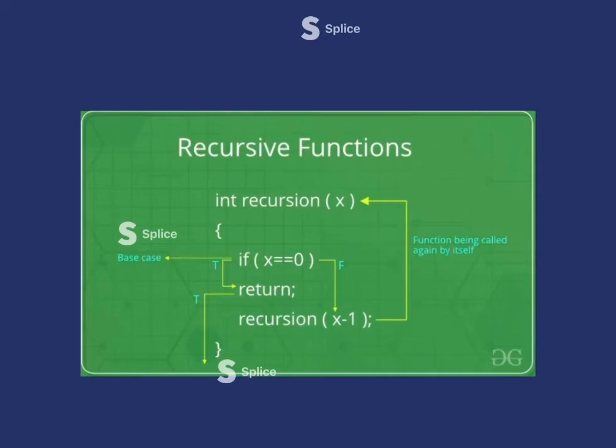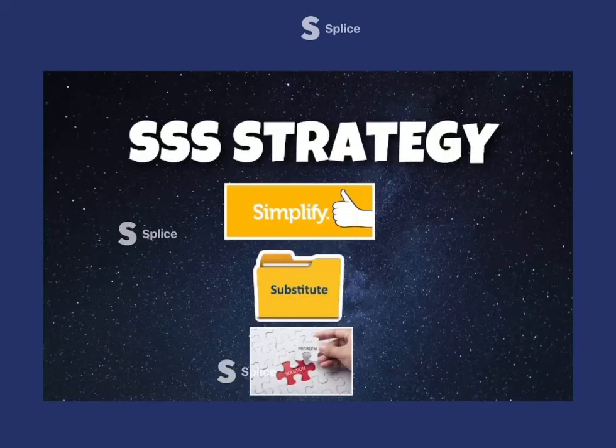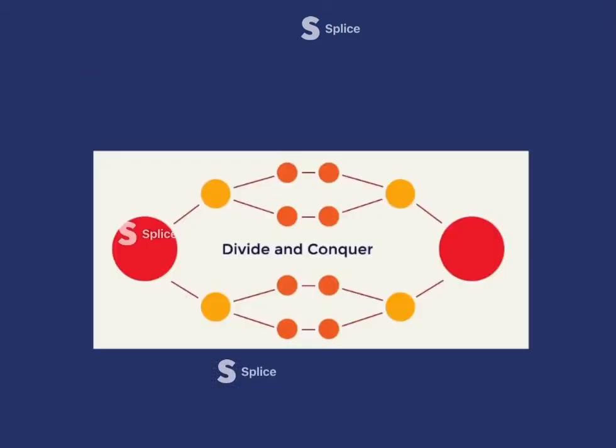A recursive function consists of a base case, which is the simplest problem inside the recursion, and a recursive call, which is a part of the function that calls itself back. Recursive problems can be solved with the SSS strategy, which means to first simplify the expression until the base case is reached, second substitute the base case, and third solve until the final answer is found. Additionally, recursion can also be called the divide and conquer strategy.